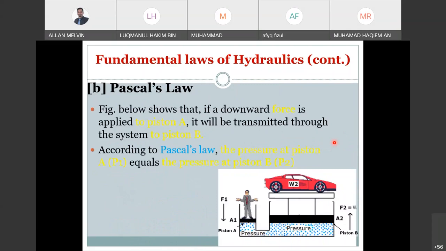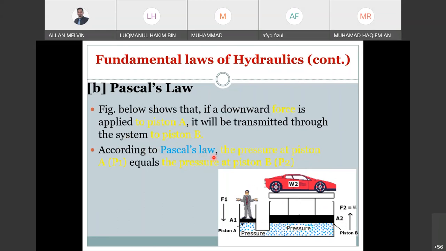Okay, we see how it will be useful in our daily life. The figure below shows that if a downward force is applied to piston A, there are two pistons, piston A1 and piston A2. This is the bigger surface, and both are connected to the same liquid. So you apply a small force here, say 100 Newton. 100 Newton is enough to lift a car. That's the magic of it. A smaller force can be used to lift a heavier thing. That is what Pascal's law is useful for in our daily life.